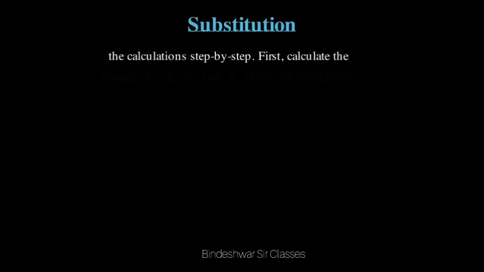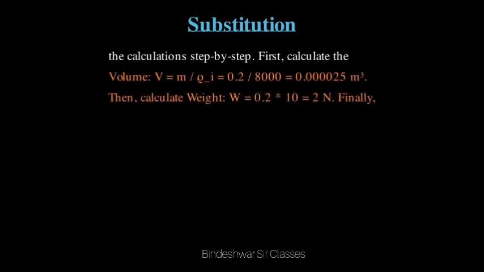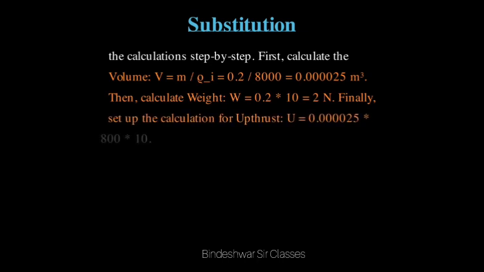First, we need the volume of the iron object. We know that density equals mass over volume, so volume equals mass divided by density. The volume of the iron, V, is its mass, 0.2 kilograms, divided by its density, 8,000 kilograms per cubic meter. This gives us a volume of 0.00025 cubic meters. Now we can calculate the weight, W. It's mass times g, so 0.2 kilograms times 10 meters per second squared, which equals 2 newtons.